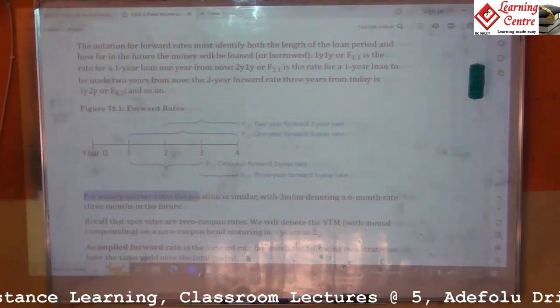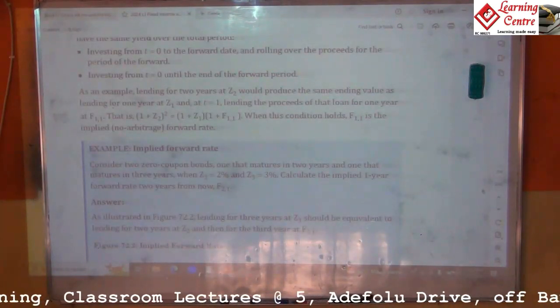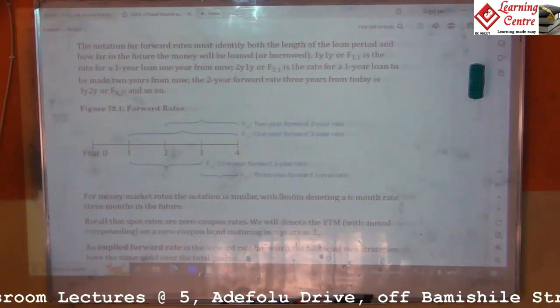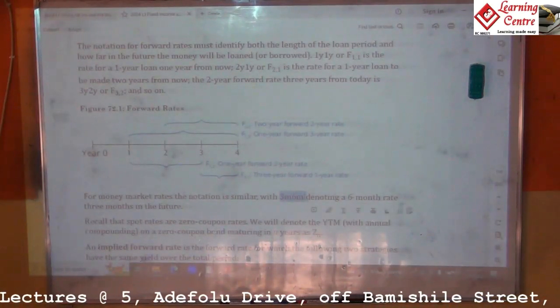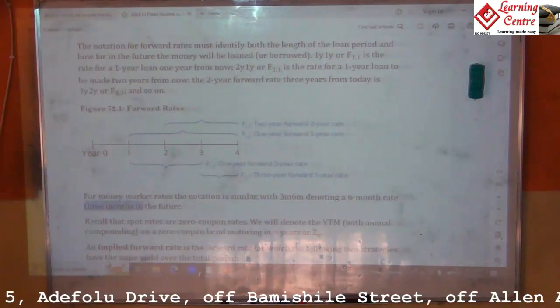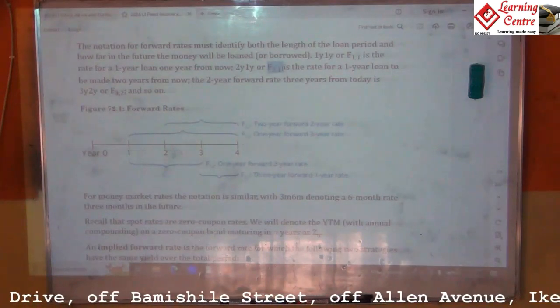Okay, I'm coming. There's an example down. Yes, we'll use this example down.